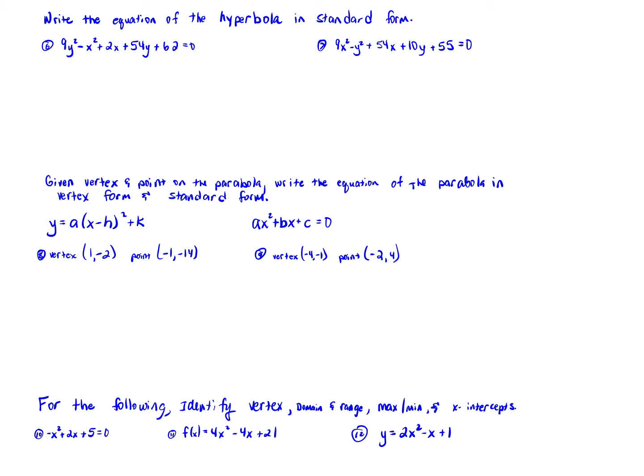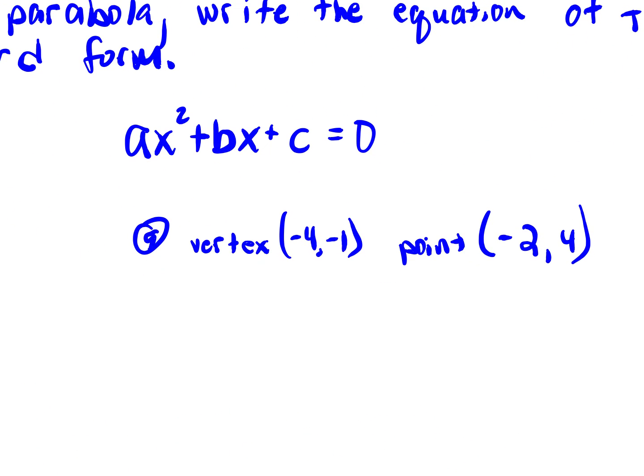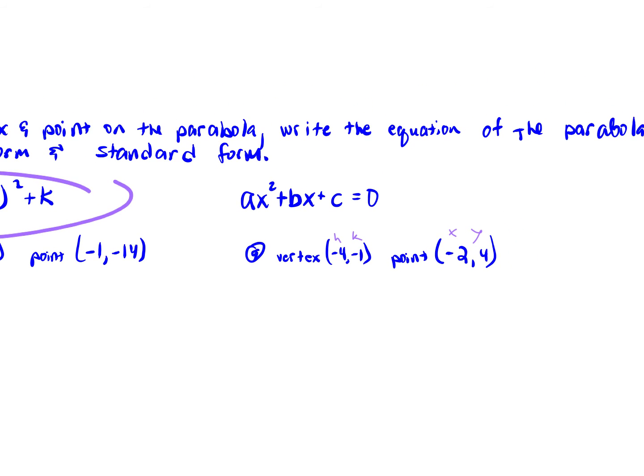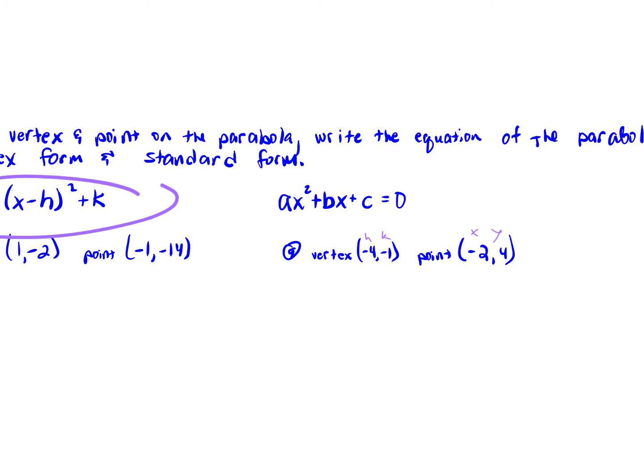So when given one like number 9, we're going to use vertex form to find our a. Leave it in vertex form and then FOIL it out and make it look like standard form. So our vertex is our h and k, and our point is just going to be x and y. So plugging everything we have into this equation, we have y, which is 4, is equal to a times x, which is negative 2, minus h, so minus negative 4 squared plus k, so minus 1.